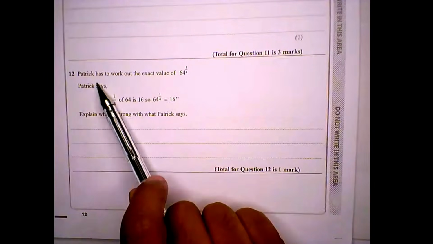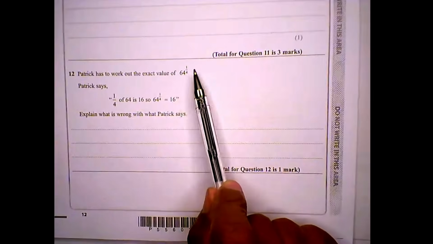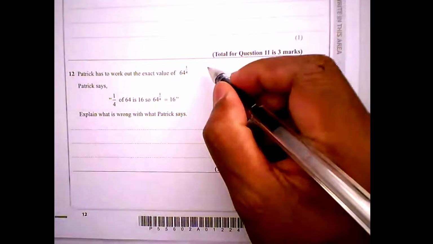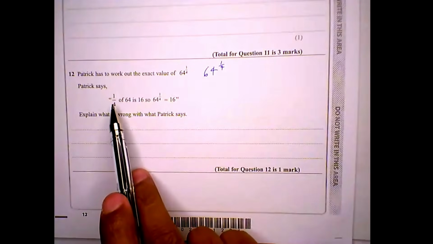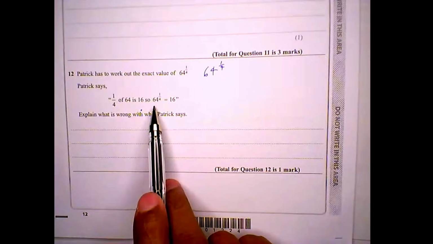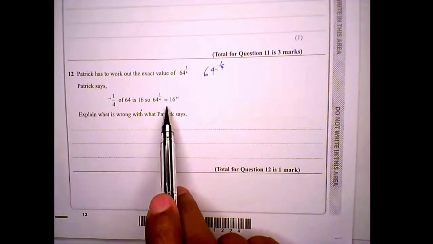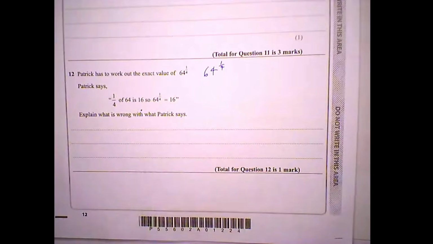Question 12. Patrick has to work out the exact value of 64 to the power 1/4, or a quarter. Patrick says a quarter of 64 is 16. So 64 to the power a quarter is 16. Explain what is wrong with what Patrick says.